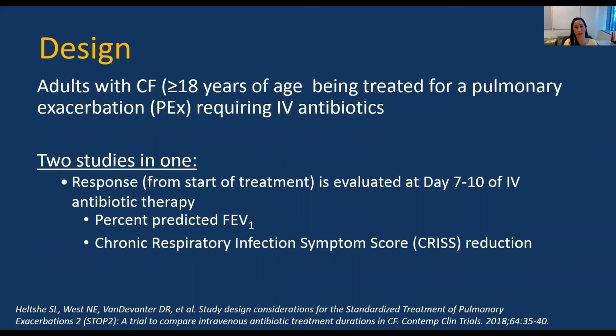We designed it to include adults with CF who are 18 years or older being treated for a pulmonary exacerbation requiring IV antibiotics. We didn't have any other definition of the pulmonary exacerbation other than physician decision to treat with IV antibiotics. And the design is unique in that it's really two studies in one.